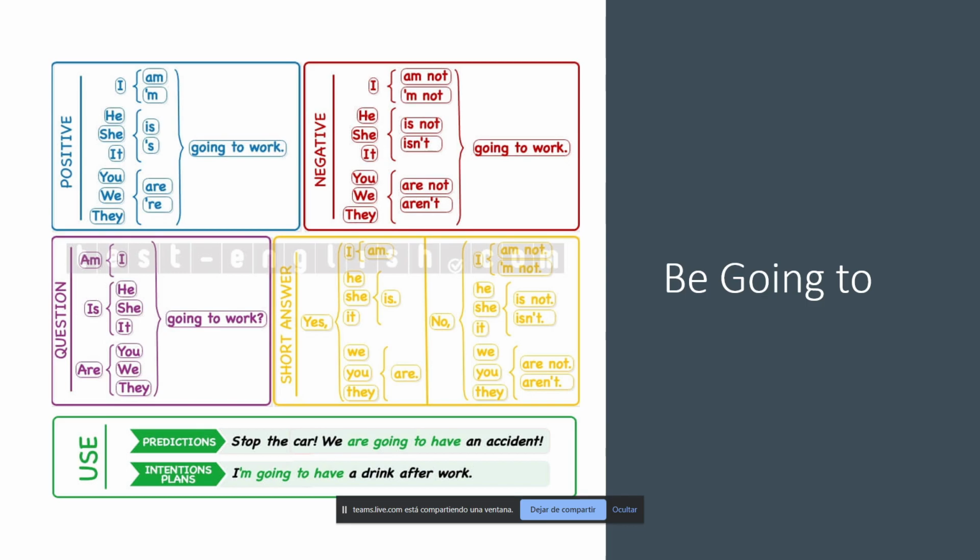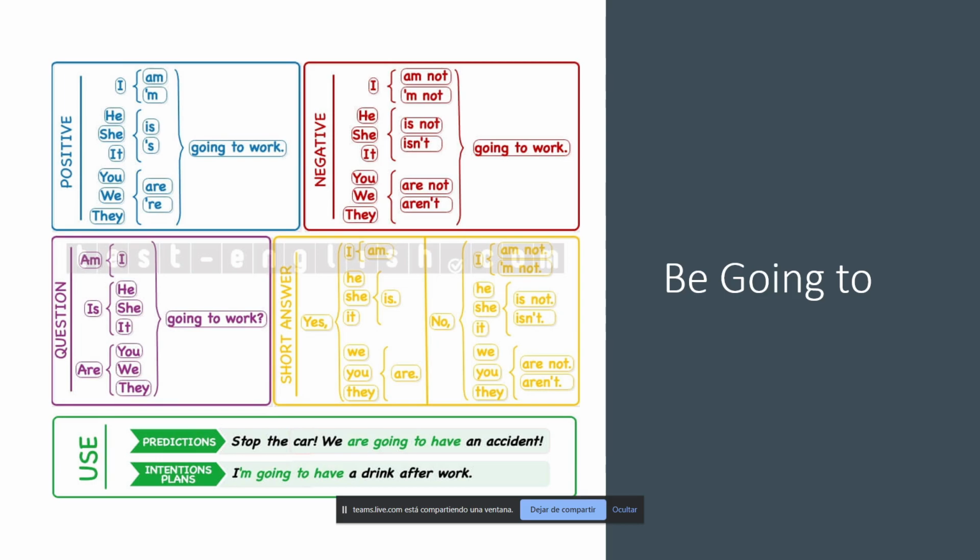In the negative, we only add not next to the verb be. In questions, we first write the verb be, then the subject, going to, and the verb in infinitive. And obviously, if the question is a WH question, the WH word is at the beginning. Do you remember it?